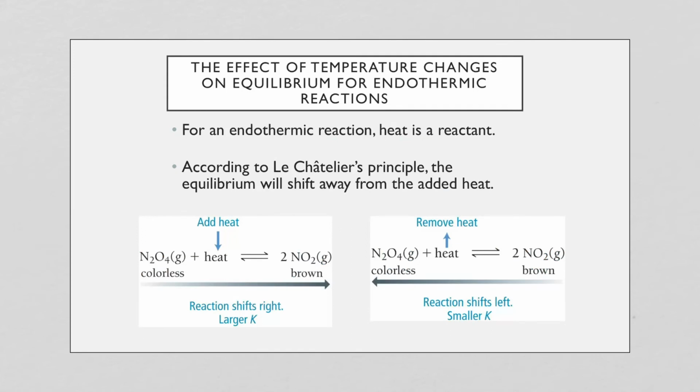What about an endothermic reaction? So everything is just simply reversed. For an endothermic reaction, heat is a reactant. And so if we think about Le Chatelier's principle, we're going to shift away from added heat. If we add a reactant, we're going to shift toward the products. So if I raise the temperature of an endothermic reaction, we're going to shift it toward the products and toward a larger K. So you can see it's exactly the opposite of an exothermic reaction.